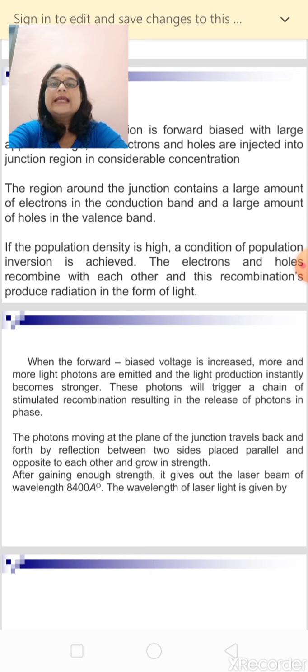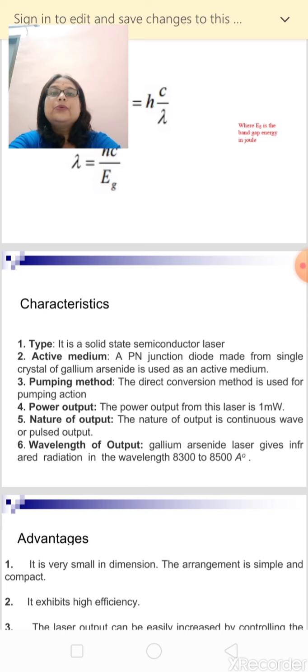Now let us look at the characteristics of the semiconductor diode laser. Number one is the type. It is a solid state semiconductor laser. The second one is the active medium. A PN junction diode made from a single crystal of gallium arsenide is used as the active medium. The third one is the pumping method. The direct conversion method is used for the pumping action. The fourth one is the power output. The fifth one is the nature of output. The nature of output is continuous wave or pulsed output.